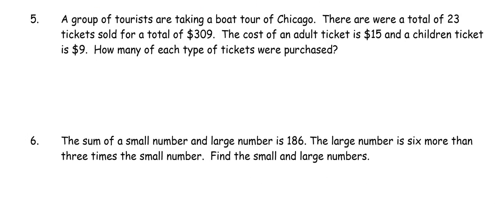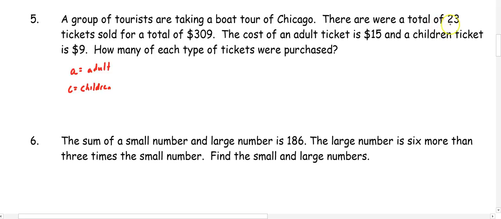Number 5, a group of tourists are taking a boat tour of Chicago. There were a total of 23 tickets sold for a total of $309. The cost of an adult ticket is $15 and a children's ticket is $9. How many of each type of ticket were sold? So there's 2 types of tickets of people that are going on the boats. We have A for adult, we have C for children.